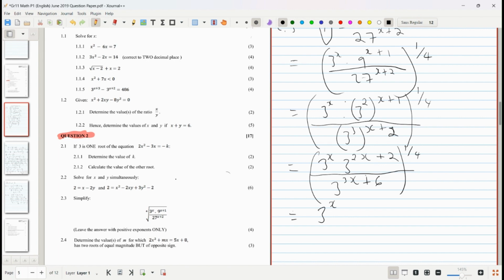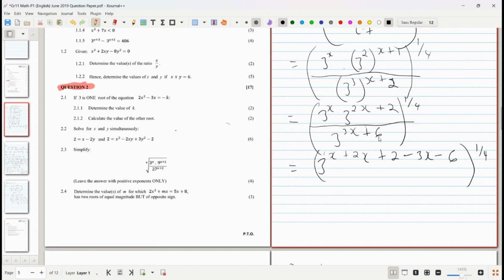Okay, so we'll have x plus 2x plus 2, and then we minus 3x, sorry, we also minus 6. So we must not forget our to the power 1 over 4. So we need to just simplify these exponents.